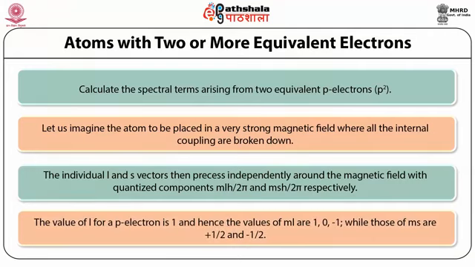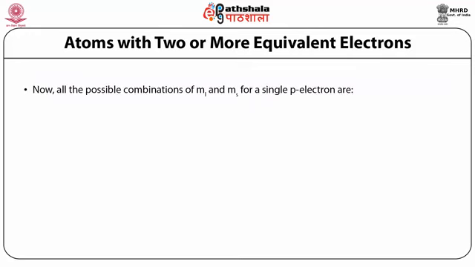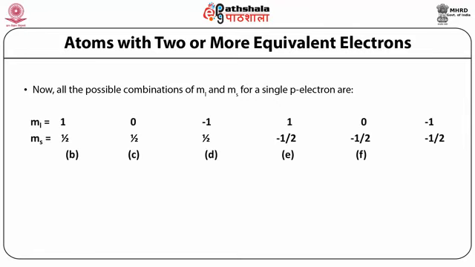The value of l for a p electron is 1, and hence the values of ml are 1, 0, minus 1, while those of ms are plus 1 by 2 and minus 1 by 2. Now all the possible combinations of ml and ms for a single p electron are: ml is equal to 1, 0, minus 1, 1, 0, minus 1, and ms is equal to 1 by 2, 1 by 2, 1 by 2, minus 1 by 2, minus 1 by 2, minus 1 by 2.